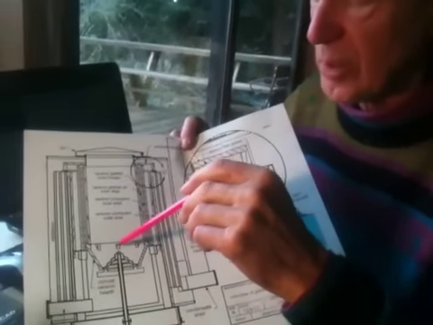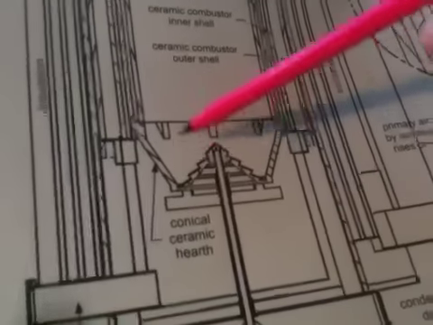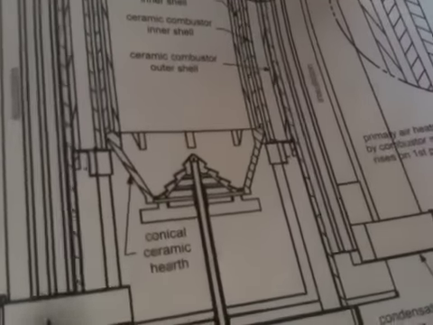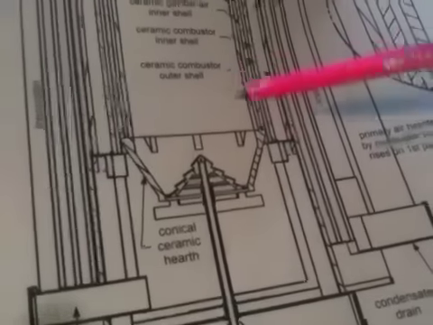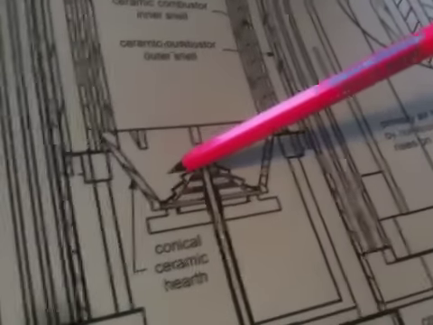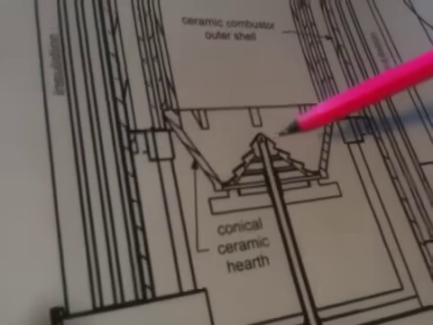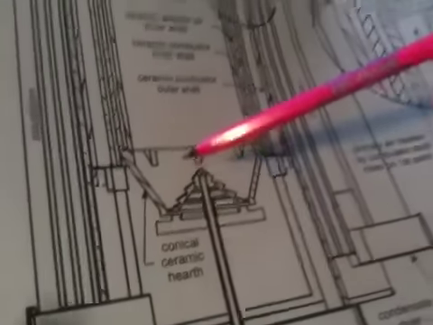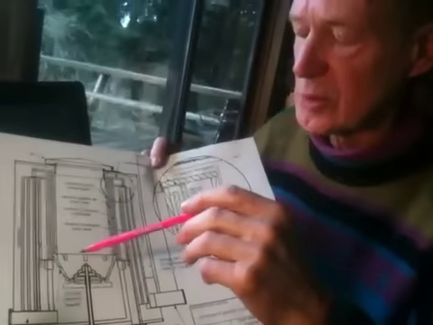It goes through the coal bed down at the grate area here, and that combined with the steam, which has H2O, combines with the carbon to create hydrogen and carbon monoxide, both fuels that burn super efficiently.